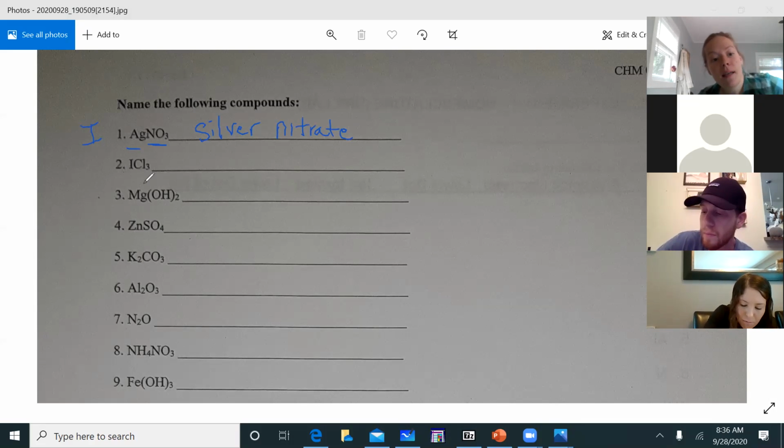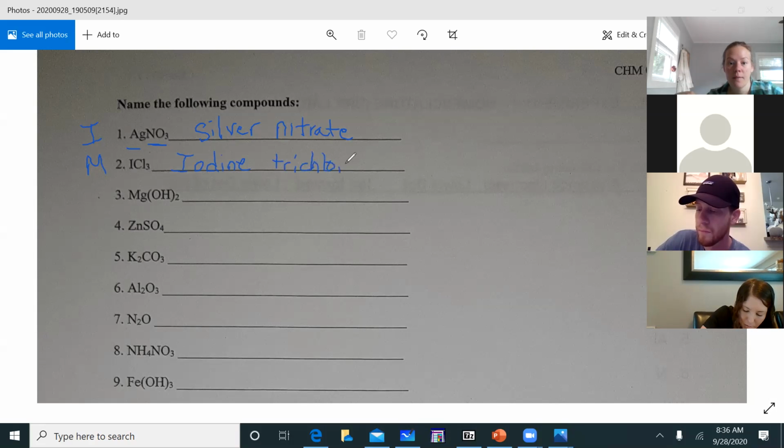The next one here, I have to decide, is this ionic, is it molecular, or is it an acid? This is molecular because those are both nonmetals. So I need to be using prefixes for this. First guy here is iodine, and I have 1. I can drop the mono, so this is going to be iodine. How many chlorines do I have? 3, so iodine trichloride. And we're done, okay? And you're just going to keep working down the list.